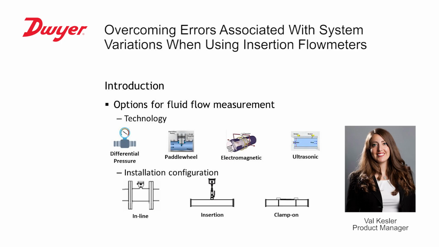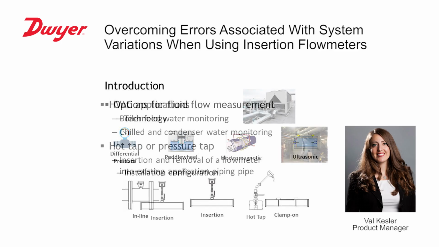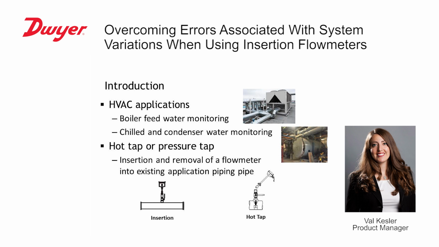In that type of flow meter, the meter is actually inserted into your pipe application. There are some benefits associated with that. Another configuration is clamp-on, which allows you to actually clamp the sensors onto the pipe itself. When looking at these flow meter configurations, we're really focusing on HVAC applications such as monitoring boiler feed water, as well as chiller or condenser loop water monitoring. The reason I bring this up is because in these applications, having the ability to hot tap or pressure tap is extremely important.